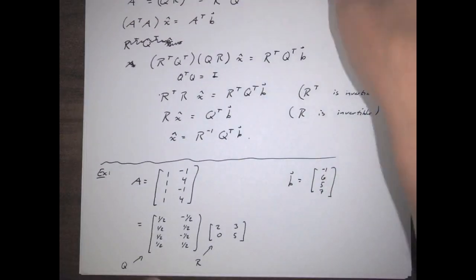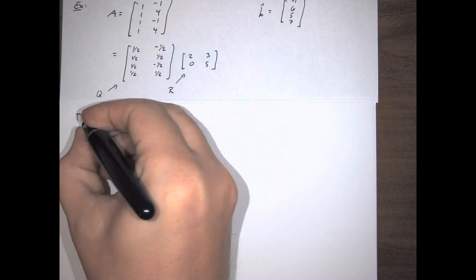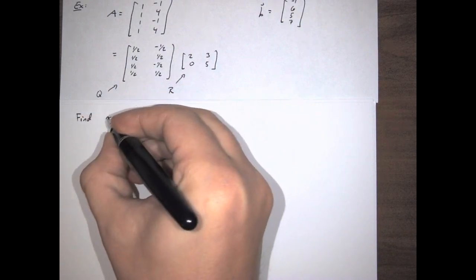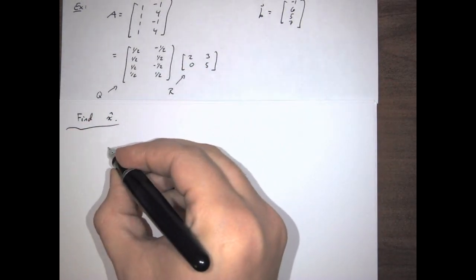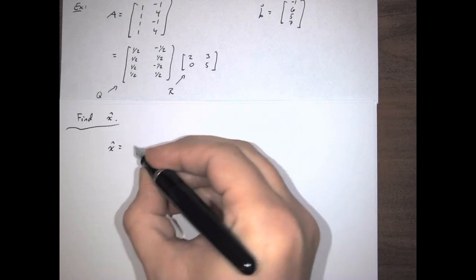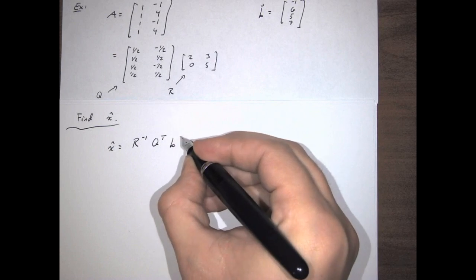Now, we needn't have been told this Q and the R. We could have actually used the process from the previous section, the Gram-Schmidt orthogonalization process, to have found it, but if we have it, there's no use looking a gift horse in the mouth, and so let's go ahead and use it. So now our goal is to find x hat. So there's the problem, so now let's find it. Alright, so x hat is equal to R inverse Q transpose B.